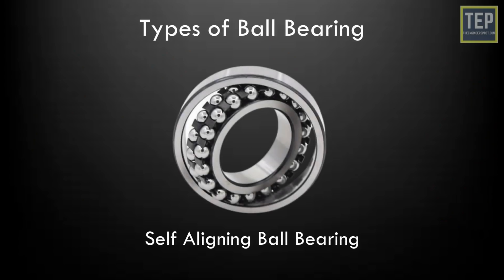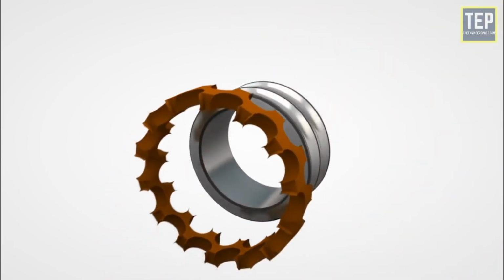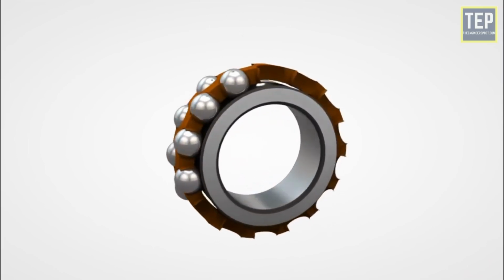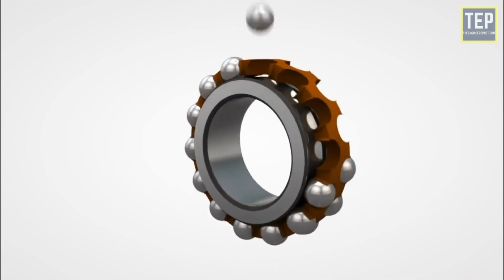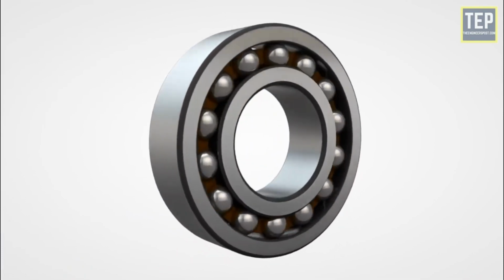Self-aligning ball bearings. In this type of ball bearing, the inner ring has deep grooves, similar to deep groove ball bearings, followed by two rows of balls and the outer ring. The outer ring has a concave shape, and this grants the inner ring self-alignment.